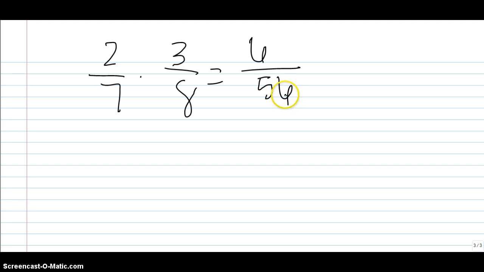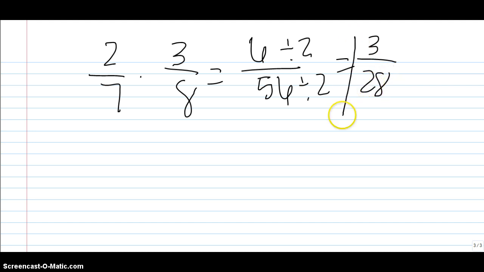Okay, and always we want to simplify if possible. So is there a number that can go into 6 and 56? Well, let's try 3. Let's try 2. If we do 2, 6 divided by 2 is 3, and what's half of 56? It's going to be 28. So this will be our answer in lowest terms, because we can't go any further. 3 can't go into 28 at all.